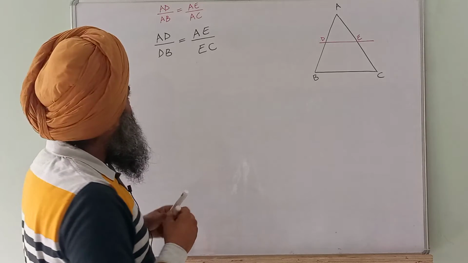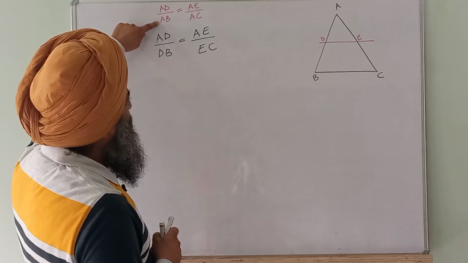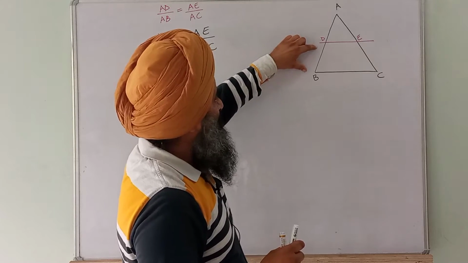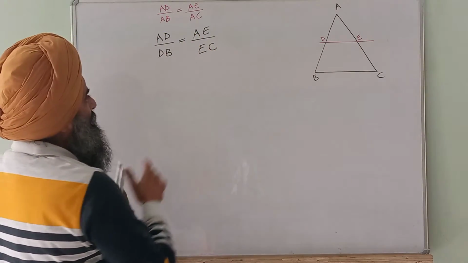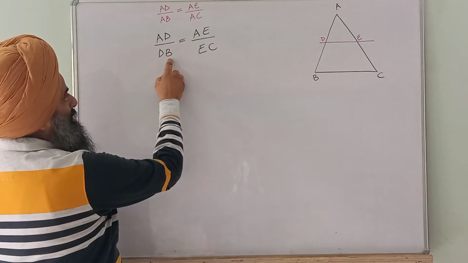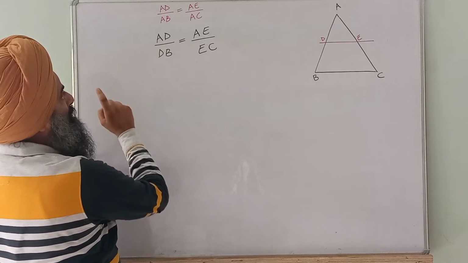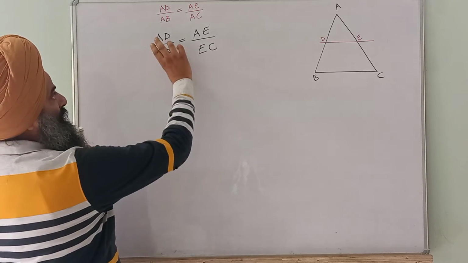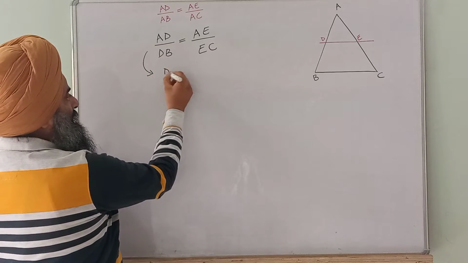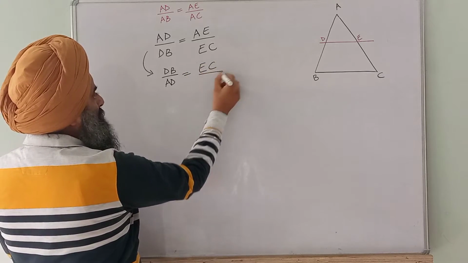Now you see, we want to prove where AB is there. AB is the sum of AD plus DB. If I add 1 in this, it will be AD plus DB, that will become AB. But here there is no DB, here there is AD. So what I will do? I will reverse these two, I will take the reciprocal. What I will get? DB by AD is equal to EC by AE.